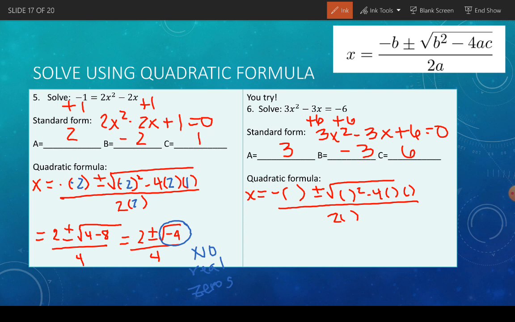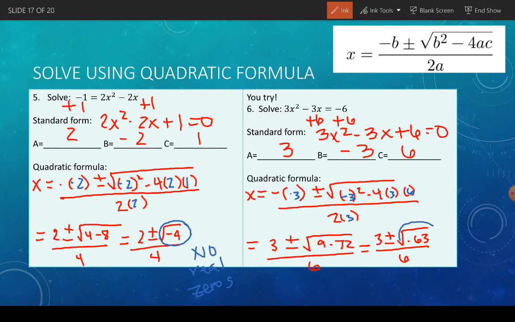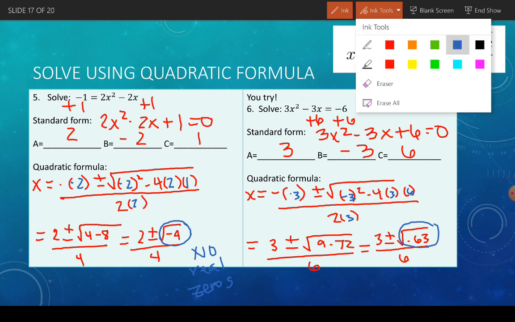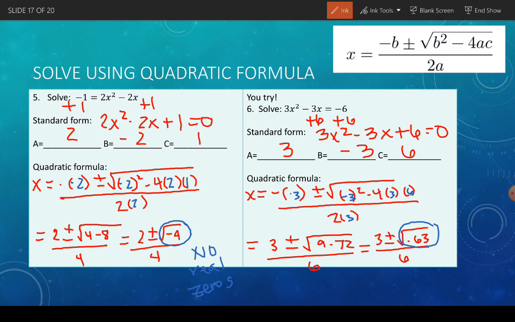So b is negative 3, negative 3, 4 times a is 3, c is 6, and a is 3. So this equals 3 plus or minus the square root of 9 minus 72 over 6, which equals 3 plus or minus the square root of negative 63 all over 6. All right, we have a problem here. There is a negative under the square root, so we can't go any further. So our answer for this one is no real zeros.